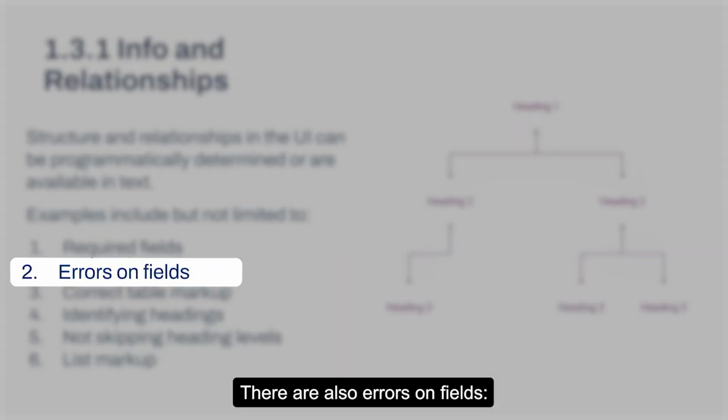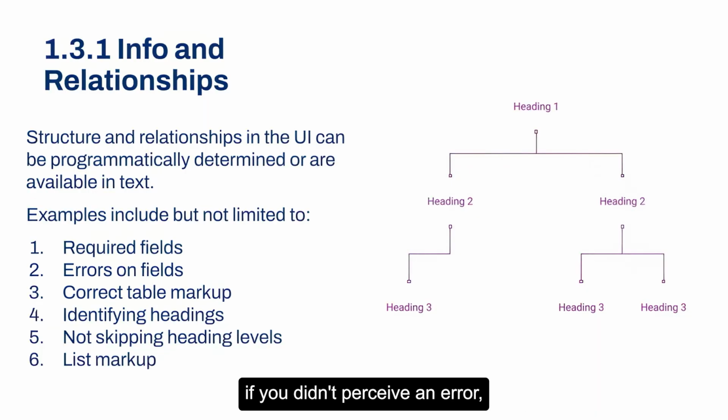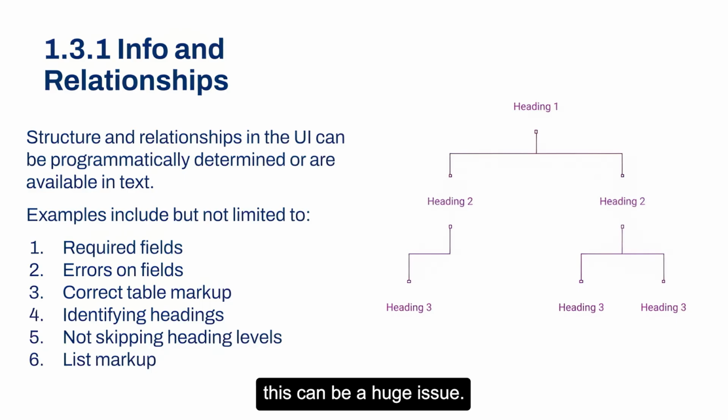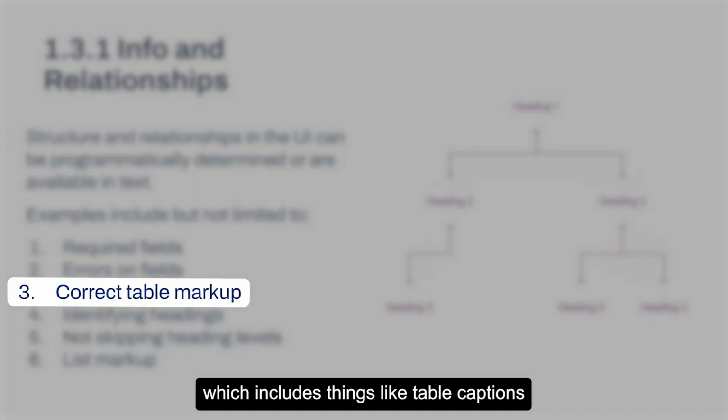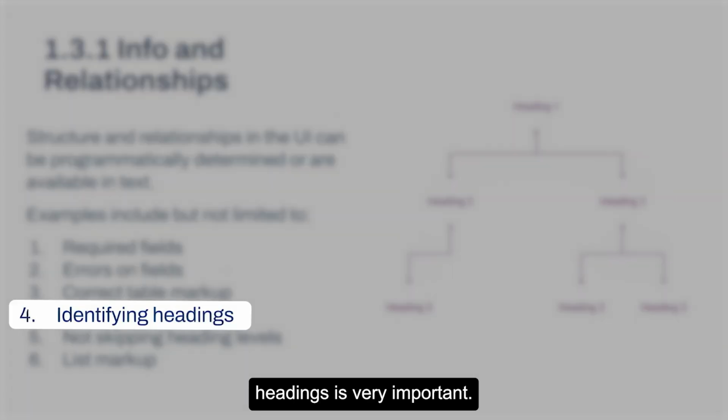There are also errors on fields. Think about how confusing it would be if you didn't perceive an error because it wasn't communicated on the form field you navigated to. For screen reader users who are blind, this can be a huge issue. Also, we have correct table markup, which includes things like table captions indicating the table title, column headers, and row headers if applicable. Next, identifying headings is very important.